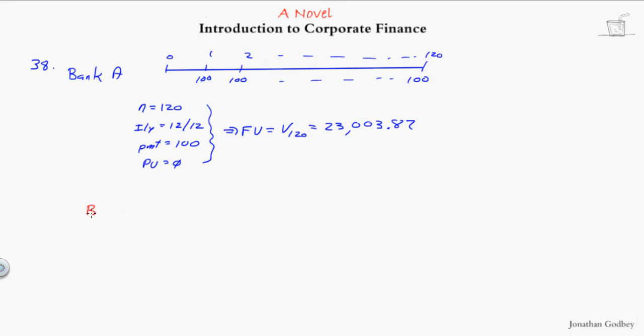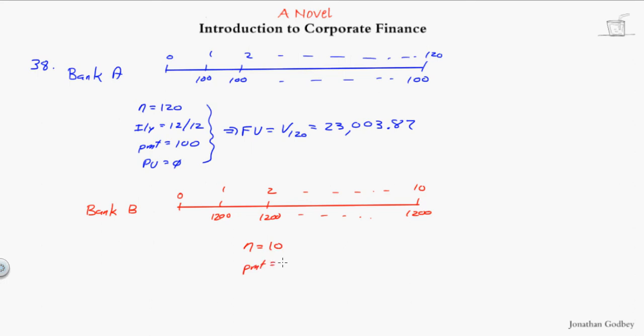Bank B is going to be like this. Derek's going to pay the same total amount of money, but instead of making monthly deposits, he's going to make annual deposits. And those deposits are going to be $1,200 every year for 10 years. And the question is, what interest rate does Bank B need to have to make these equivalent? So 10 payments of $1,200.